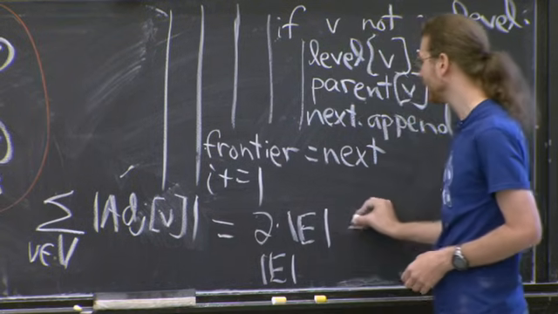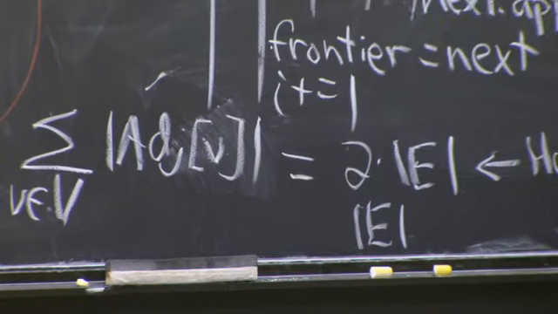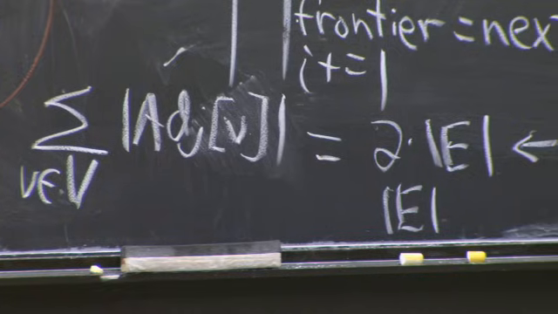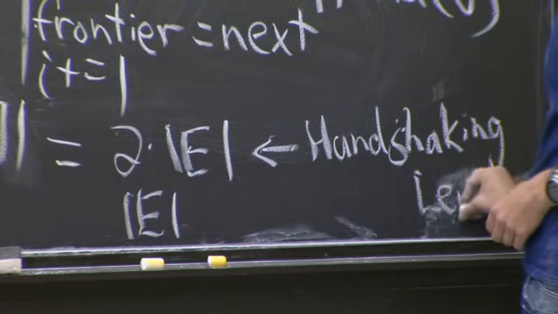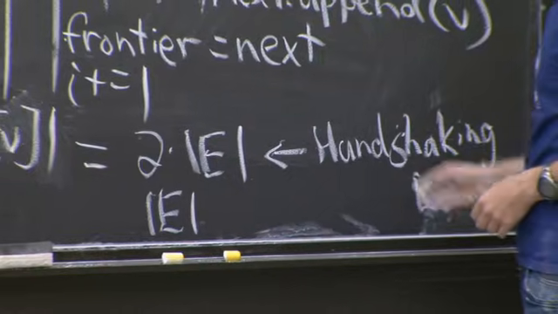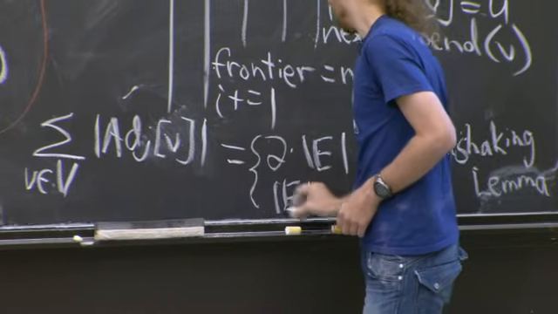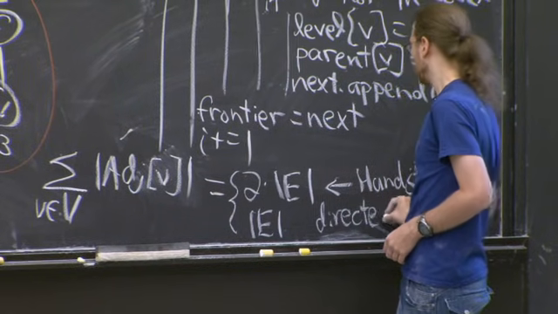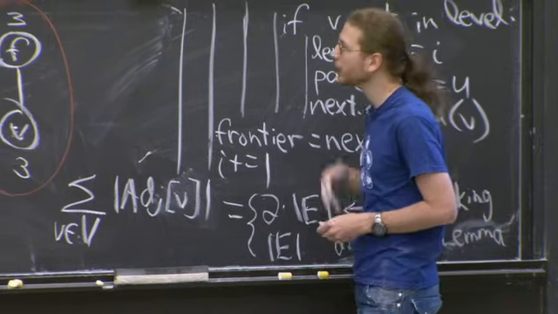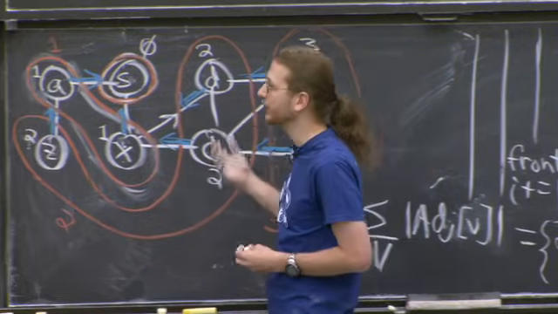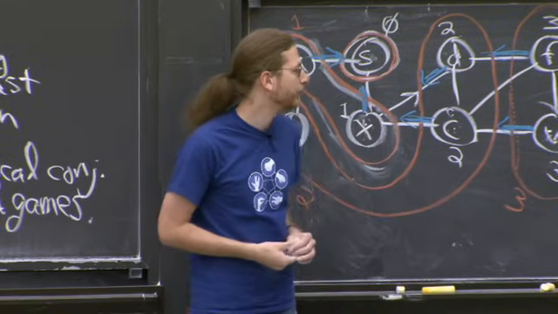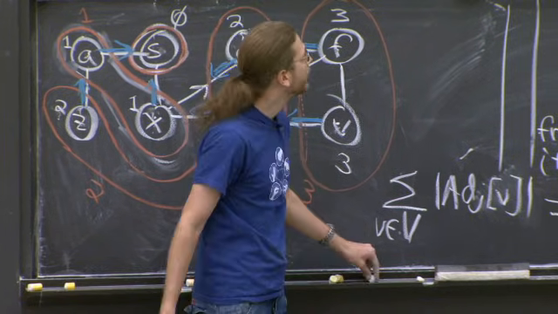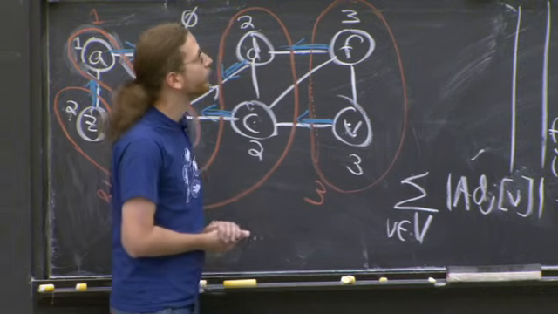This is the handshaking lemma. If you don't remember the handshaking lemma, you should read the textbook. Just 6.042 stuff. Because you visit every edge twice. For directed graphs, you visit every edge once. But it's order E. We also spend order V because we touch every vertex. So total running time is order V plus E. In fact, the way this is going, you can be a little tighter and say it's order E.